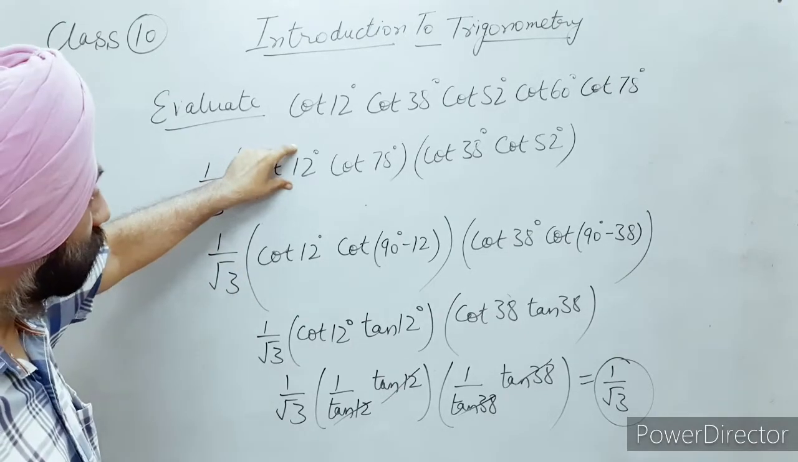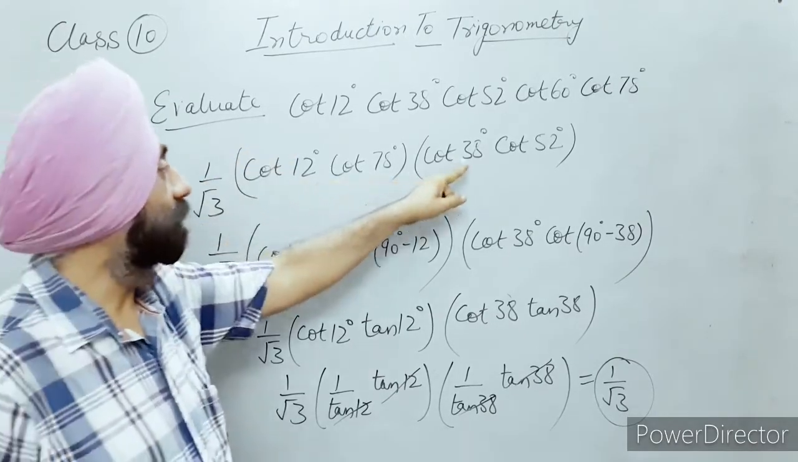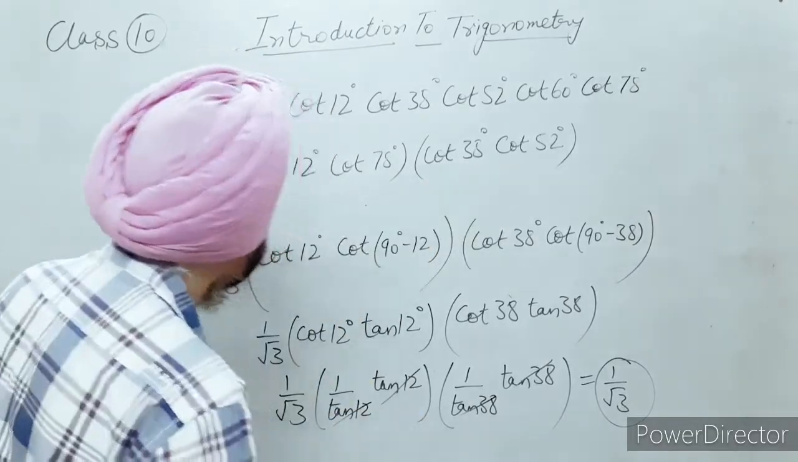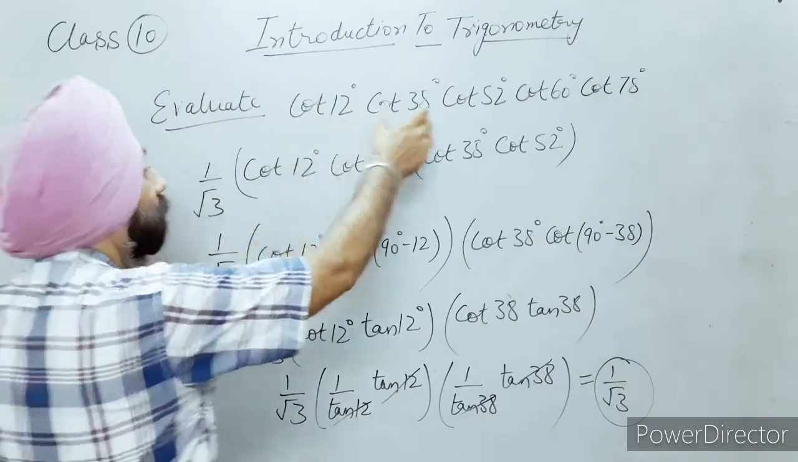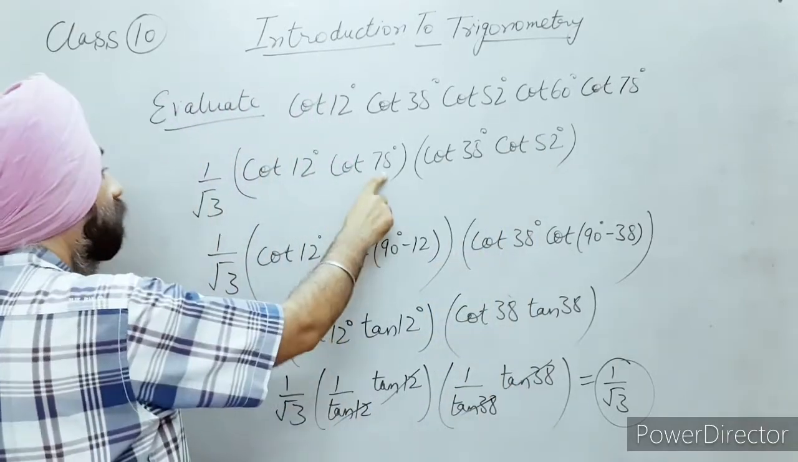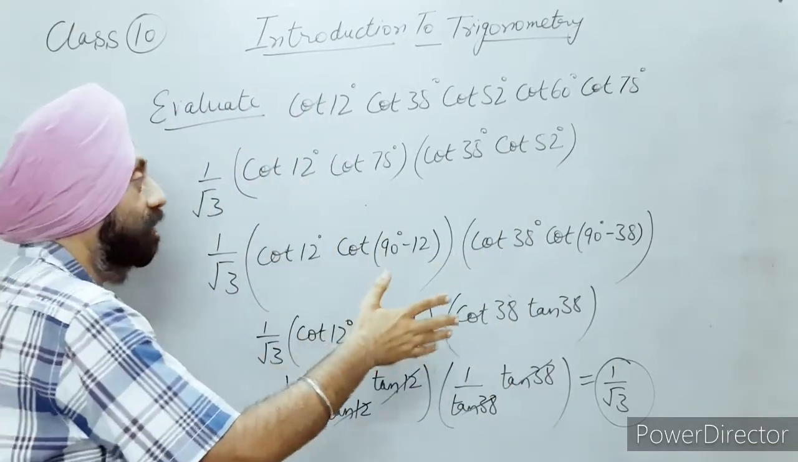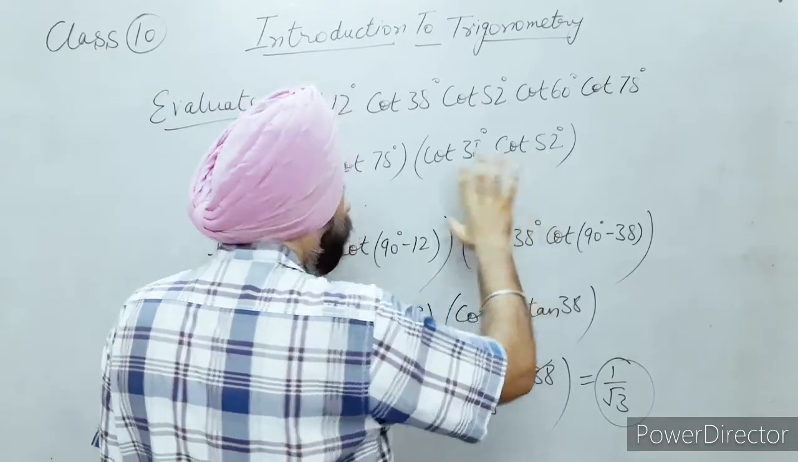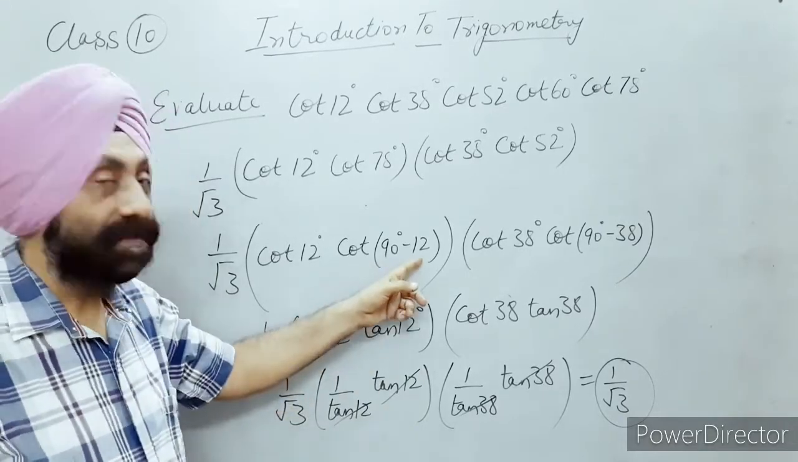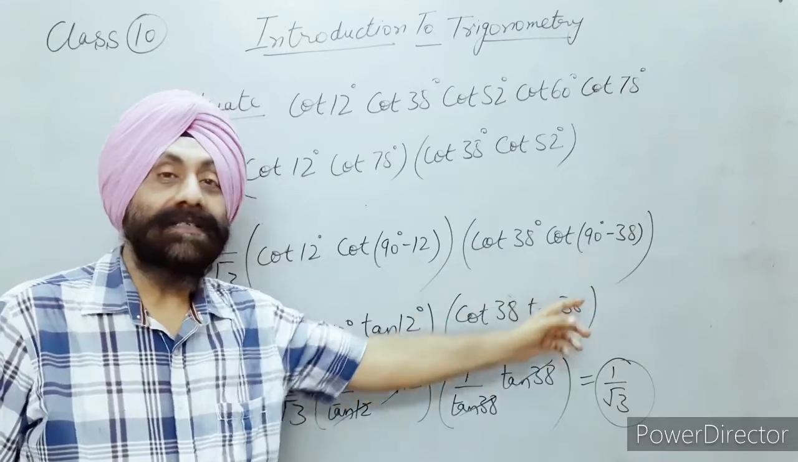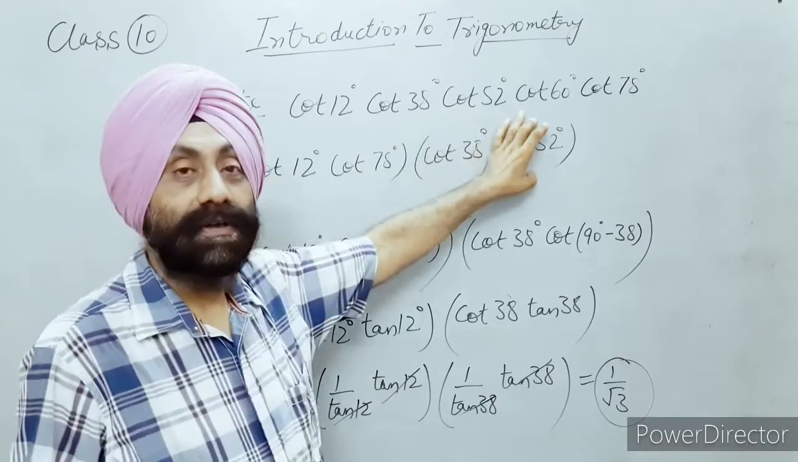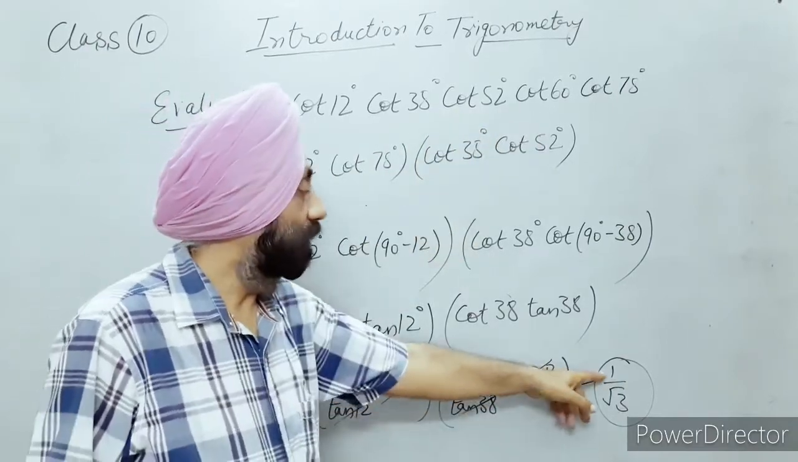You can change this or this. You can change any one of the two, that is either this or this. Right? Now, why did I choose cot 12 and cot 78, cot 38 and cot 52? Because 78 plus 12 is 90 degrees, and 38 plus 52 is again 90 degrees. So I have to write the complementary angle, that is 90 minus theta. That is why I grouped cot 12 and cot 78, cot 38 and cot 52. I get the final answer, that is 1 by root 3.